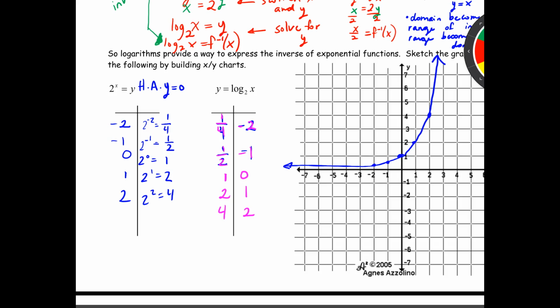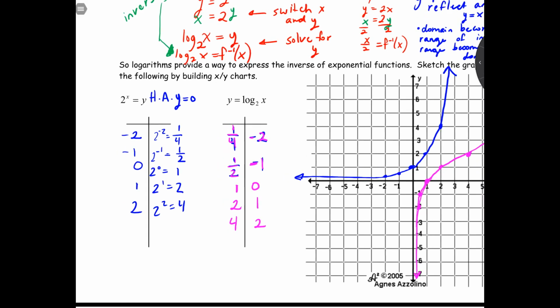So I have the point 1/4, negative 2. I have the point 1/2, that should be a negative 1. Oh, I just marked it in a different color. 1/2, negative 1. 1, 0. 2, 1. 4, 2. And I could keep going and going. And then what's happening to all these points that are down here, the negative y values? They're getting closer and closer to the y-axis. They're getting closer and closer to the x value of 0.